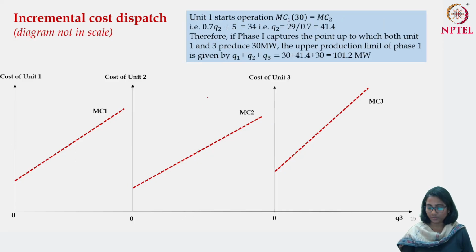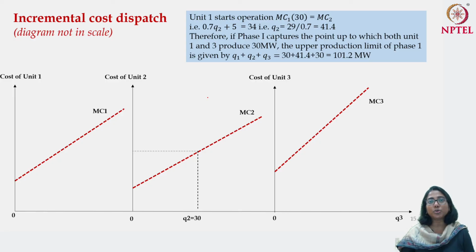Now see what happens. As we have said, all of them will start producing 30 megawatt. That is for sure. That gives you 90 megawatt. But your demand is more than 90 megawatt. So at least one unit has to produce more than 30 megawatt. Now who will do that? Of course, this is the plant that is most efficient.